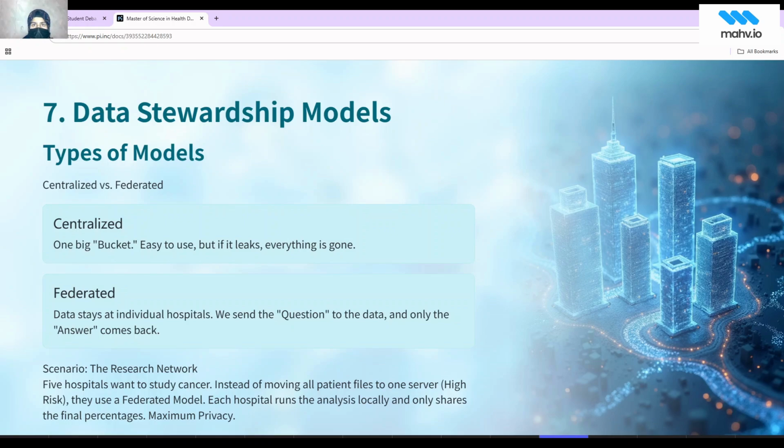Just like in a scenario of a research network, five hospitals want to study cancer. Instead of moving all patient files to one server, which is high risk, they use a federated model. Each hospital runs the analysis locally and only shares a final percentage. Maximum privacy is maintained.